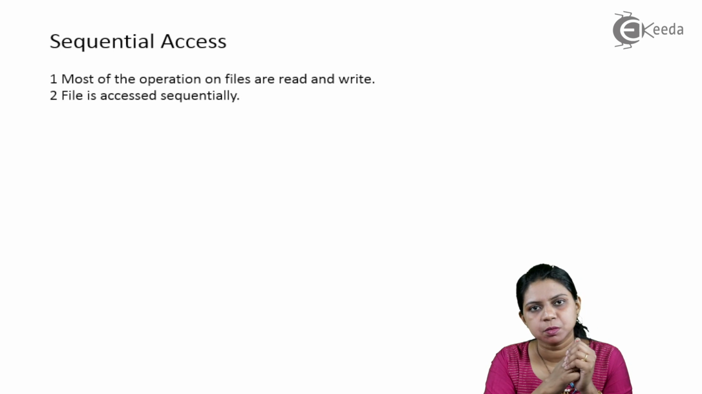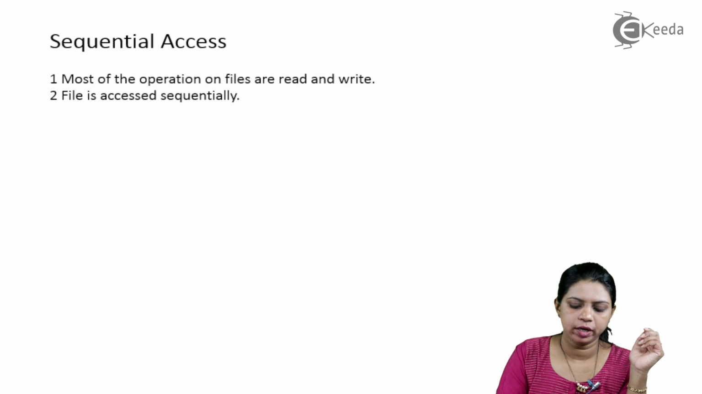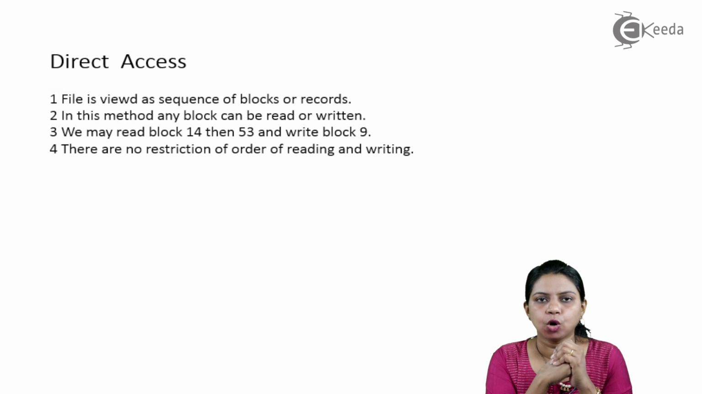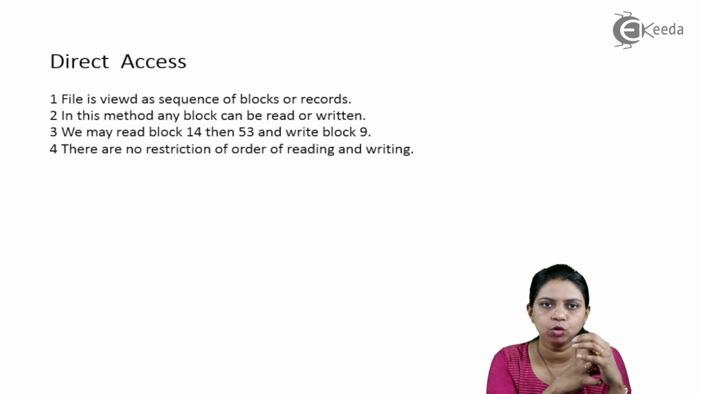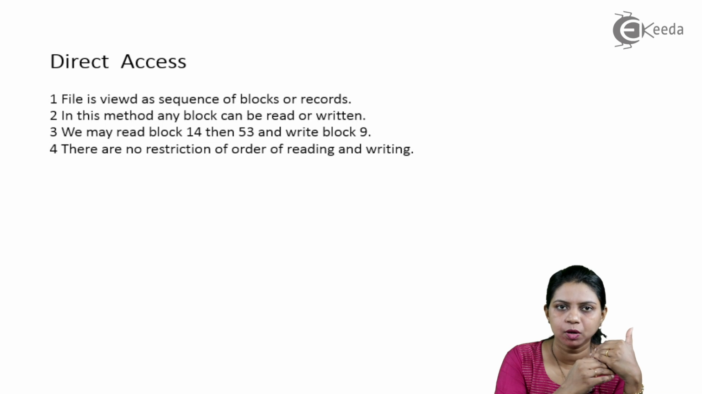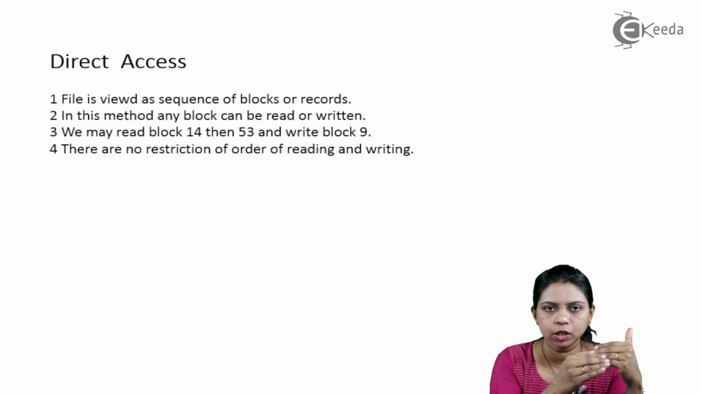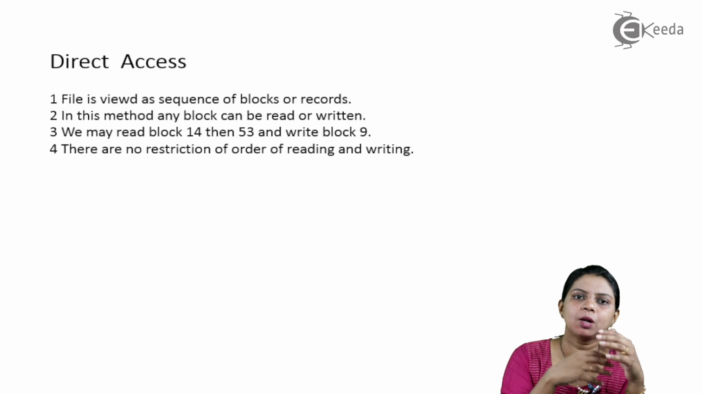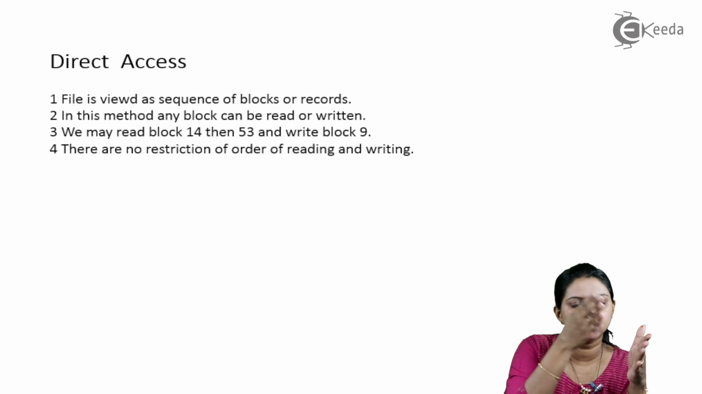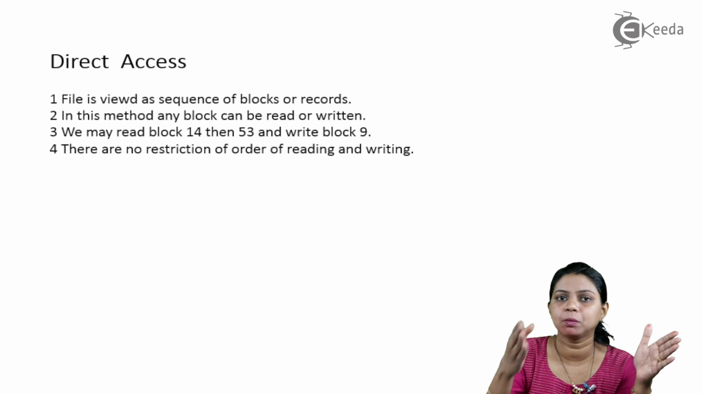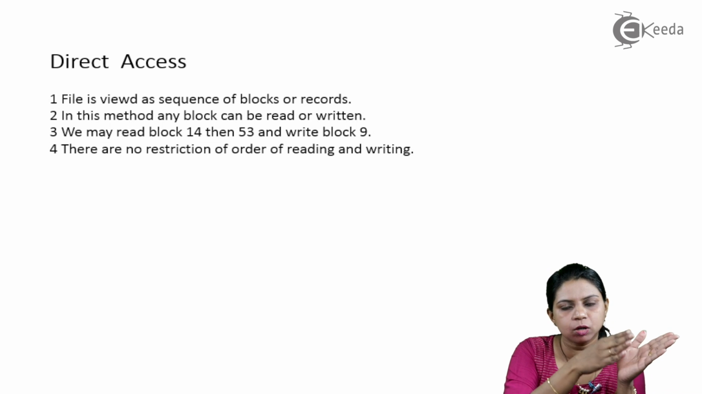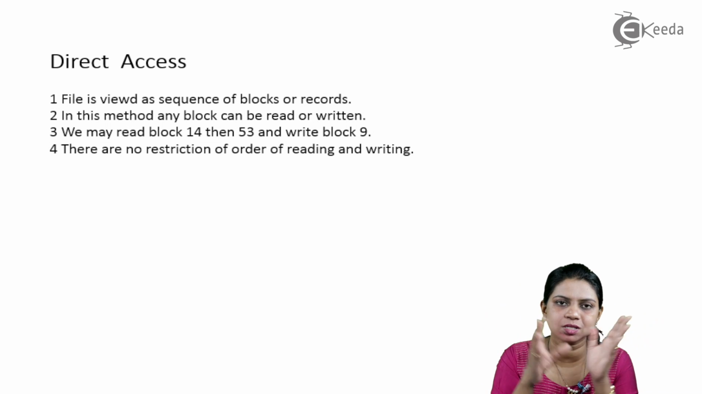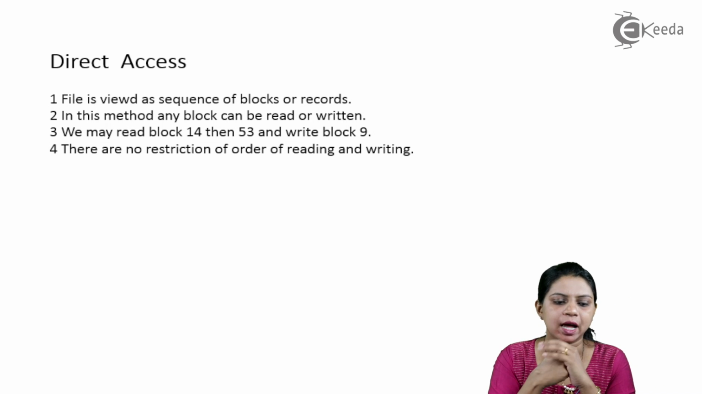In the direct access method, you don't have to go sequentially. Now suppose I am looking for block number 2, then I don't have to start from block number 1. I can directly jump onto block number 2. Suppose I am looking for block number 15, then I don't have to go from block number 1 to block number 14. I can directly jump from block number 2 to block number 15. So this type of method is called the direct access method.